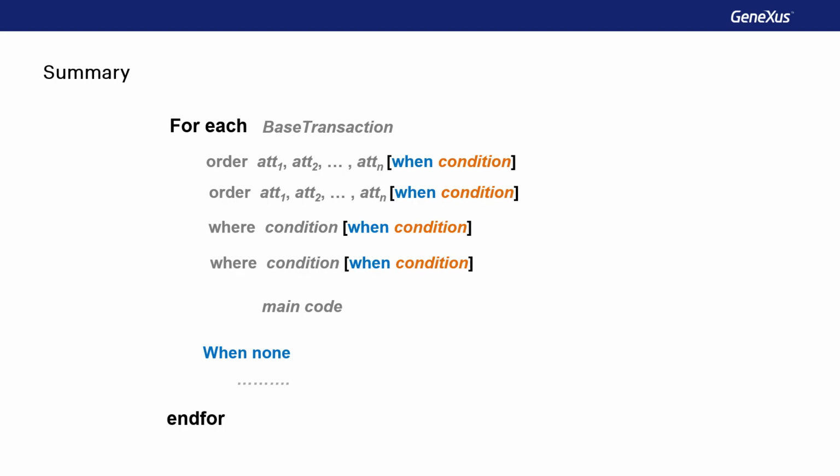We gray out everything we've seen before. Here, we've added the when and when none clauses. Later on, we'll see that more clauses can be added to this essential command to access the database.